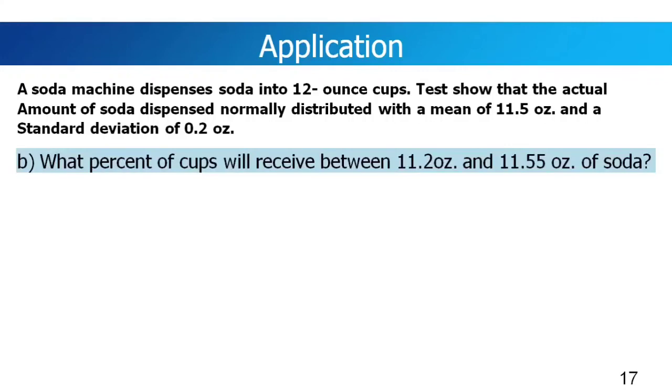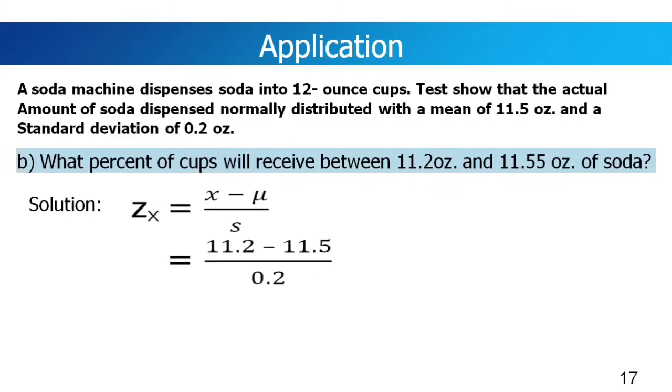Letter B question. What percent of cups will receive between 11.2 ounces and 11.55 ounces of soda? So since we have two values of our Z, we're going to get the areas under each of these Z values. For our solution, for 11.2 ounces, we're going to use the same formula, Z sub x is equal to x minus mu all over S. Substituting our values in the equation, we have 11.2 minus 11.5 all over 0.2, and that is equal to Z, which is equal to negative 1.5.